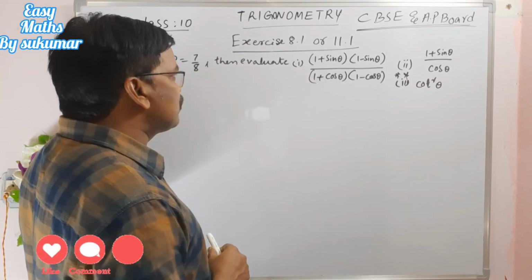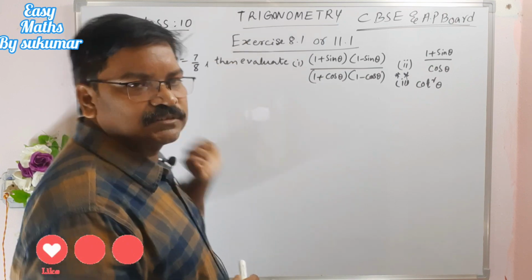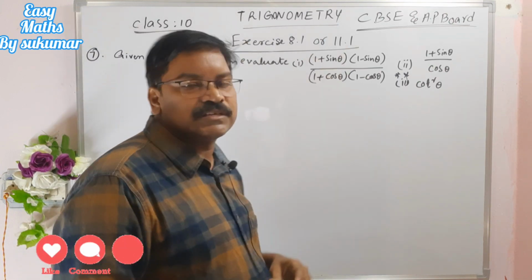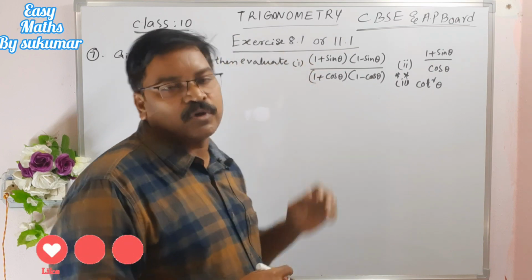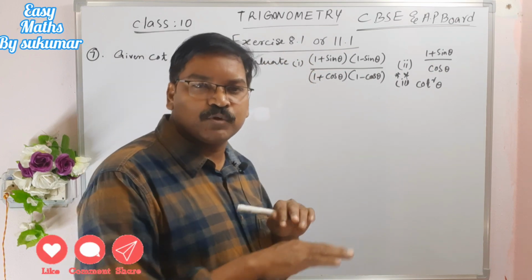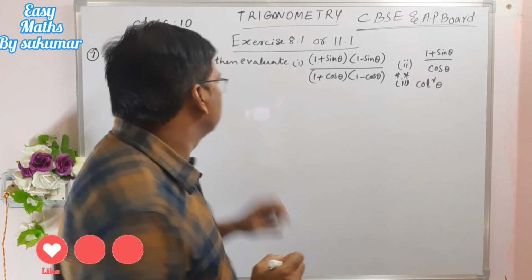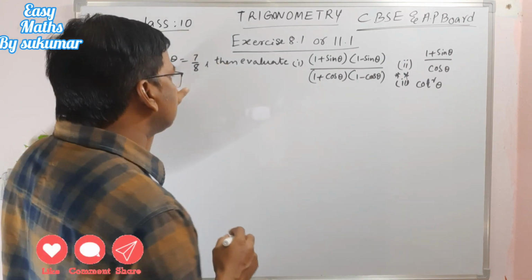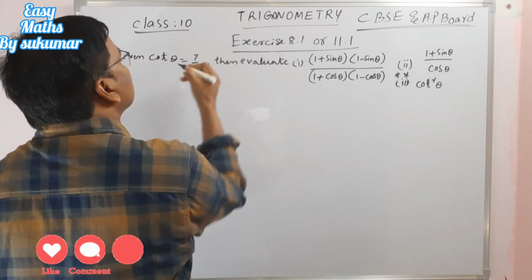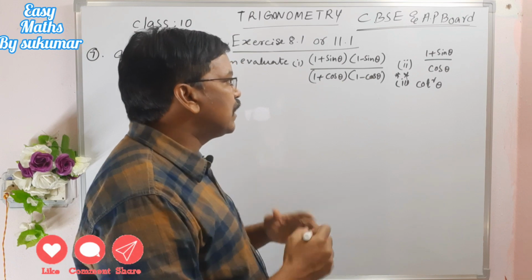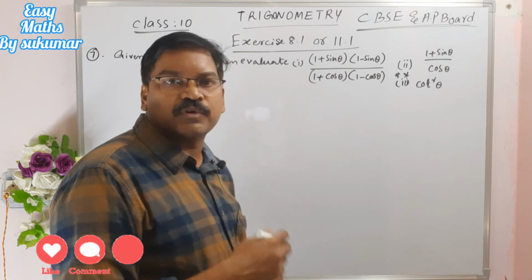Coming to the 7th question in exercise 8.1, and luckily, the seventh question is again in exercise 11.1 for AP board students. Both the questions with the question numbers are also the same, right? The question is like this: given cot theta is equal to 7 by 8, then evaluate (1 plus sin theta) times (1 minus sin theta) by (1 plus cos theta) times (1 minus cos theta).